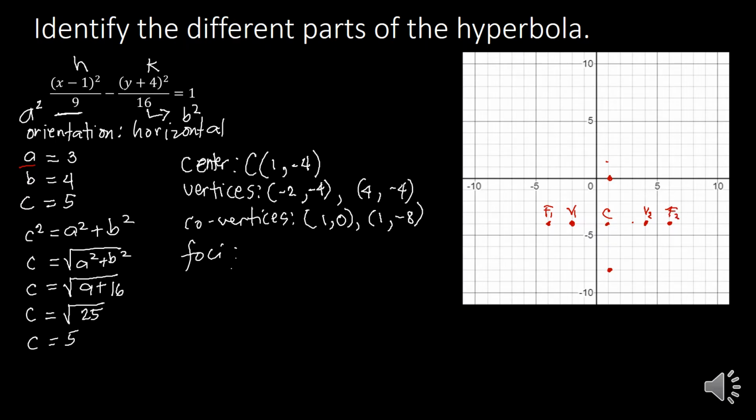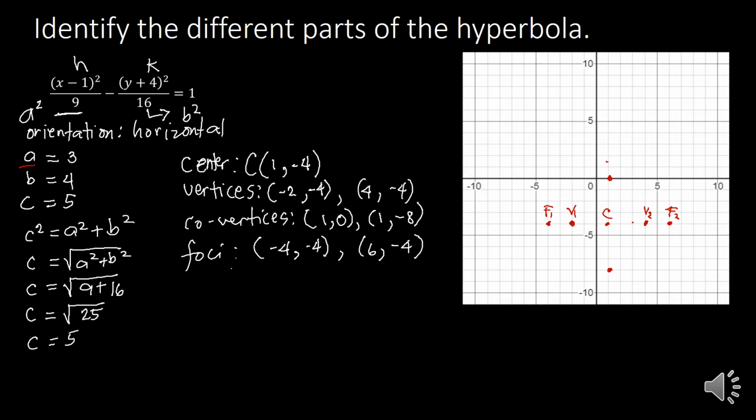So we're now done with the plotting of the foci, the covertices, and the vertices. Let me just first identify the coordinates of the foci. First focus, we've got -4 on x, and then we have -4 on y. The other focus here, we've got 6 on x and then -4 on y. So those are the coordinates of the foci.